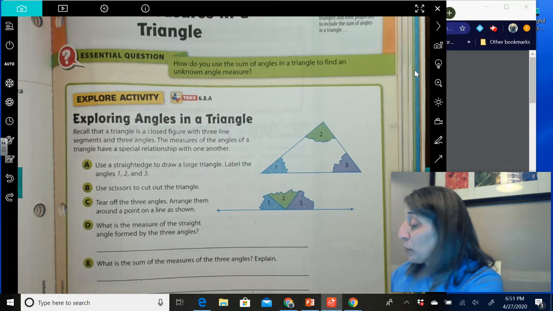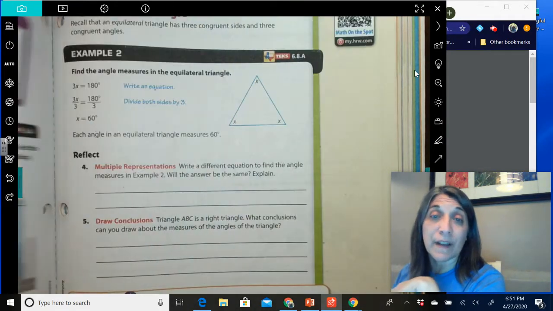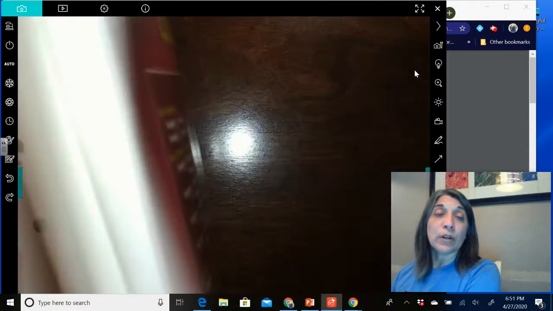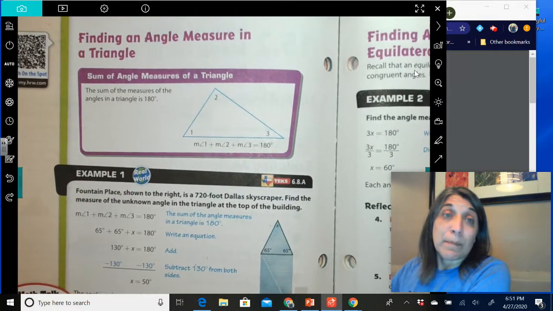Well, first we had to make sure we knew what they all added up to. And now we know that they add up to 180. We can use it to find unknowns. So go ahead and turn the page in your math book. And we're going to work a couple of the examples together.